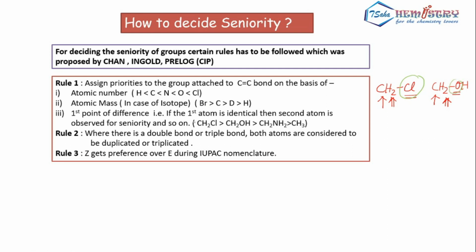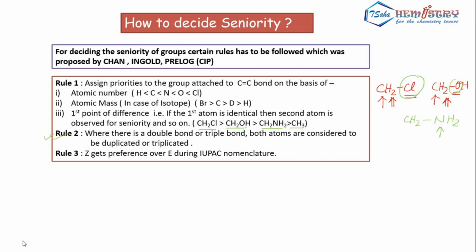Similarly, if you take the group CH2NH2 and compare, nitrogen will get lower priority than oxygen. So the order should run like this: CH2Cl, then CH2OH, then CH2NH2, then CH3.